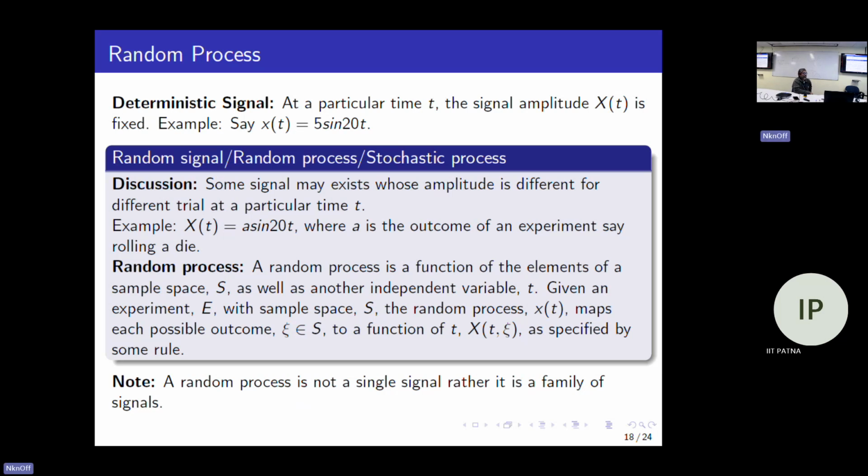Now let's note that the random process is not a single signal. In a deterministic process, sin(omega t) is a single function, right? But a random process is not single, because it can be x(t, zeta 1), x(t, zeta 2). So the random process is a family of signals. A deterministic signal is an individual signal, no family, but a random process is a family of signals. In that process, there are many such signals.